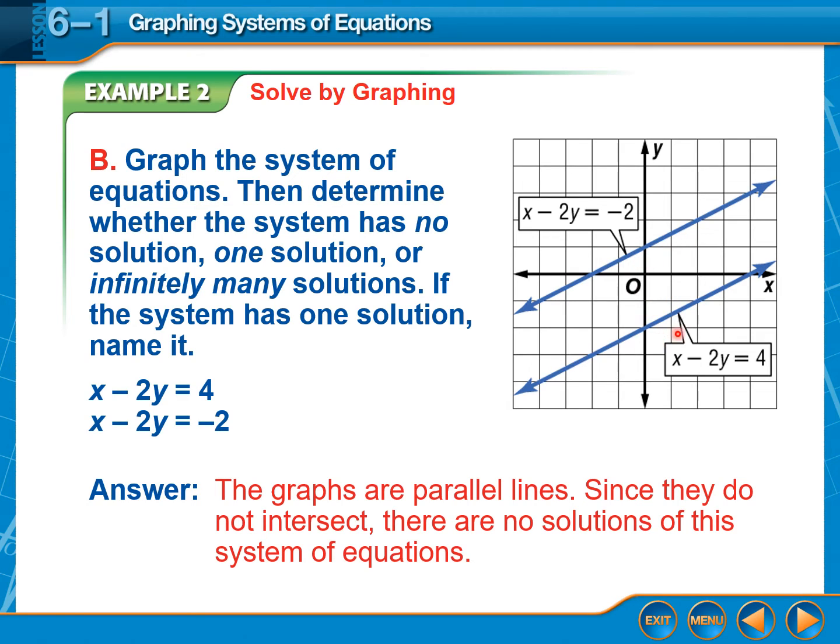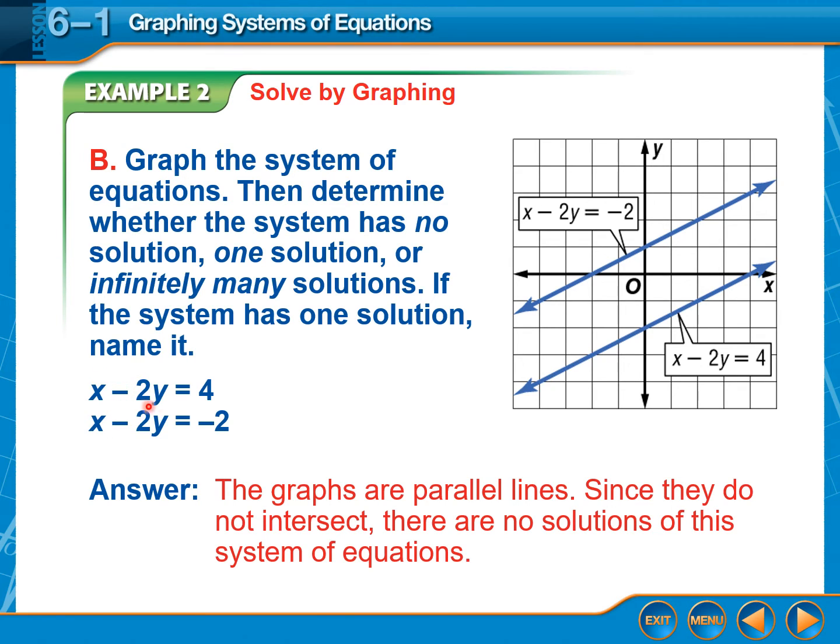Since there's no point of intersection, there's nothing that will work for both the first and the second lines at the same time. So there's no solution to this system of equations, which if you look at this makes sense, right? Over here I've got x minus 2y, and down here I've got x minus 2y. That's the same thing, right?